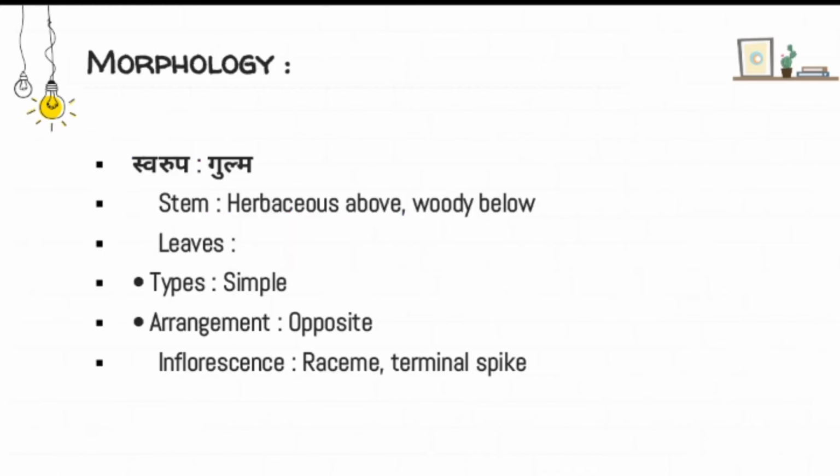Next comes morphology. How does it look, what is the swarupa, whether it is a tree or a gulma, that is a shrub. Then the stem: herbaceous above, woody below. The stem proximal to the earth is woody, thick and hard in consistency, and herbaceous above, green in color as it grows upward. And the leaves are simple, and the arrangement is opposite.